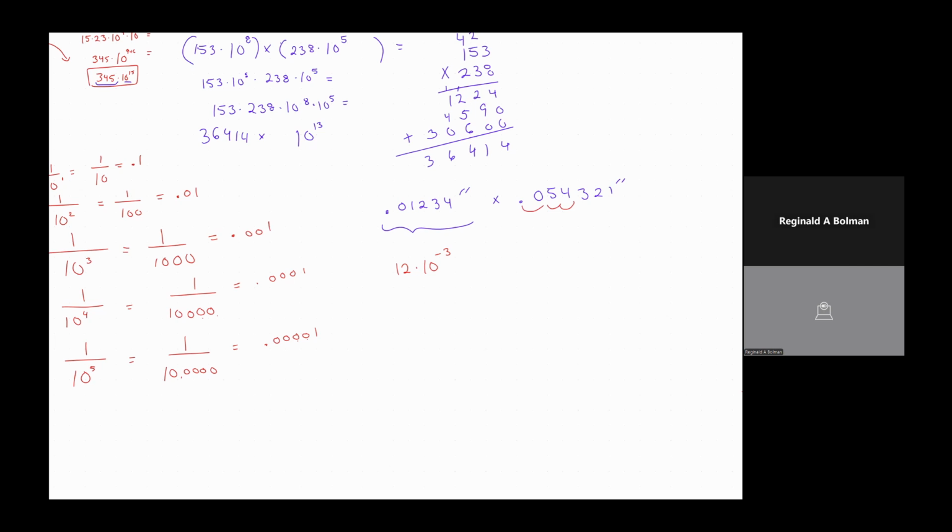And in this instance, you've got a 5 and a 4. So you can rewrite this as 54 times 10 to the negative 3 because you've got exactly 3 digits that you want to keep track of.